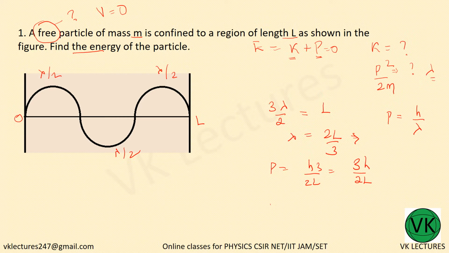So P square divided by 2m. This is what we want, energy. So that's equal to P square, which means 9h square divided by 4 times L square, into 2m. So that is equal to 9h square divided by 8mL square. So this is the energy of this particle, if this is the wave formed by the particle. So this is the total energy.